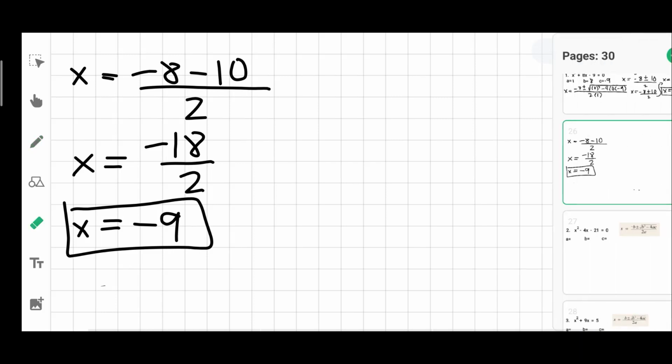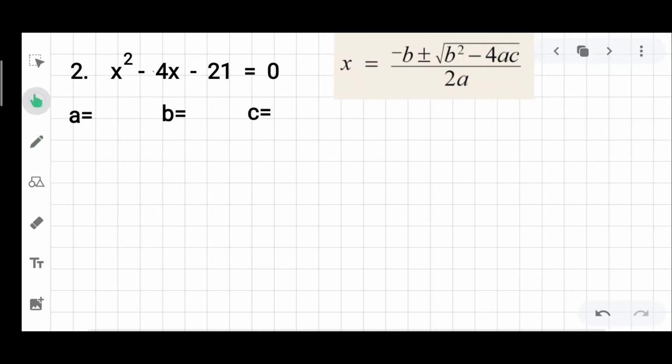For our second example, we have x squared minus 4x minus 21 equals 0. So, naka-standard form siya, tama? Una yung x squared, susunod si x, susunod yung constant o yung number lang. Then, equals 0. And this is the quadratic formula. Sinulat ko sa gilid para hindi nyo makalimutan.